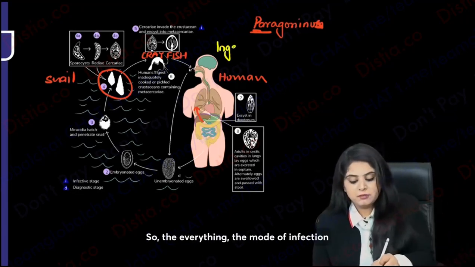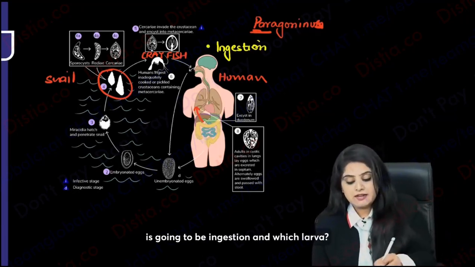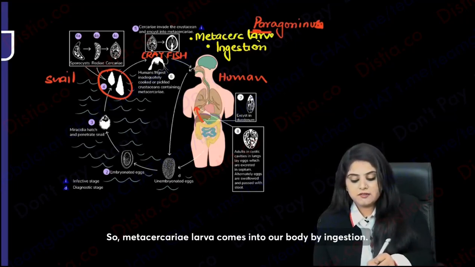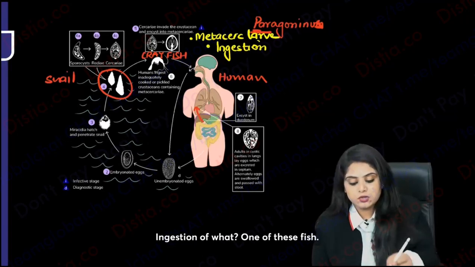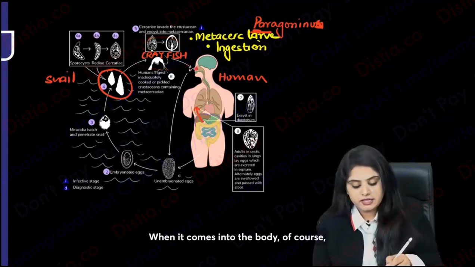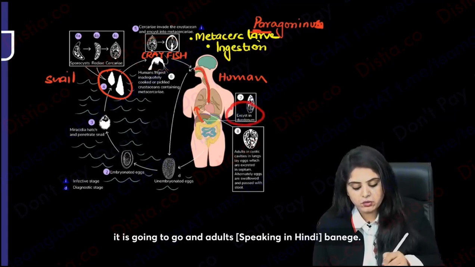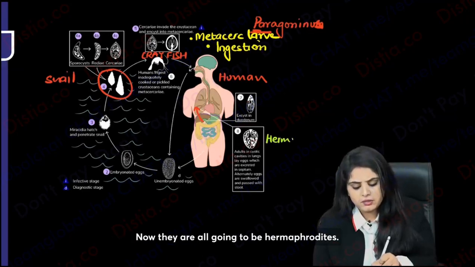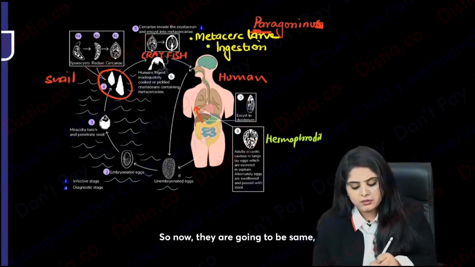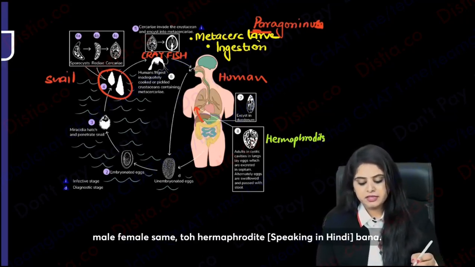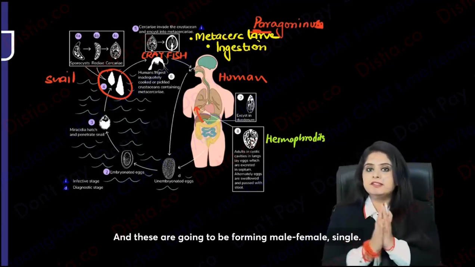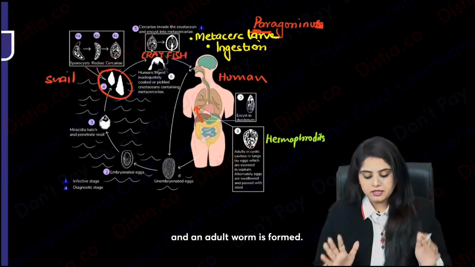Okay, so the mode of infection is going to be ingestion. And which larva? Now everywhere it is going to be no S. Now it's going to be the metacercaria larva that is going to come. So metacercaria larva comes into our body by ingestion. Ingestion of what? One of these fish. Okay, when it comes into the body, of course, it is going to go and adults banenge. Are they going to be separate sexes or hermaphrodites? Now they are all going to be hermaphrodites, okay? So now they are going to be same, male, female, same. So hermaphrodite bana. And these are going to be, forming male, female, single. Everything is present in a single worm, and an adult worm is formed.